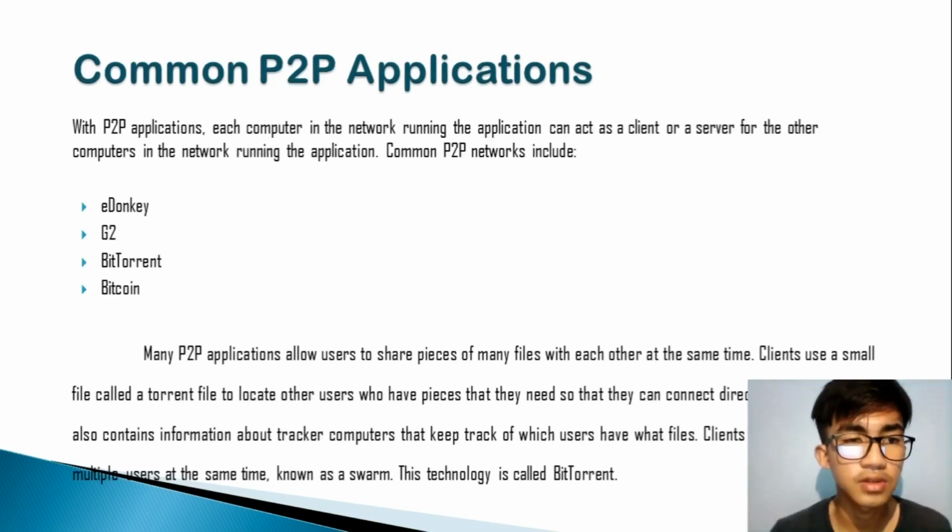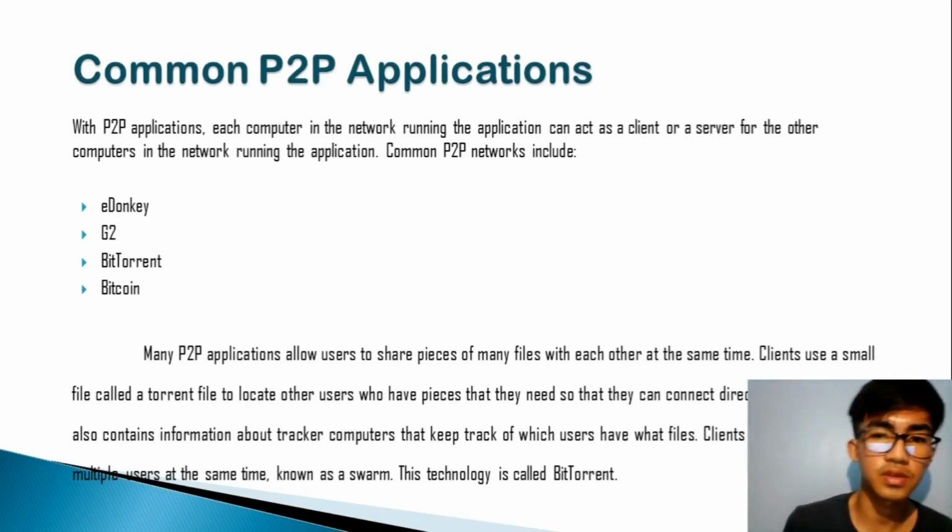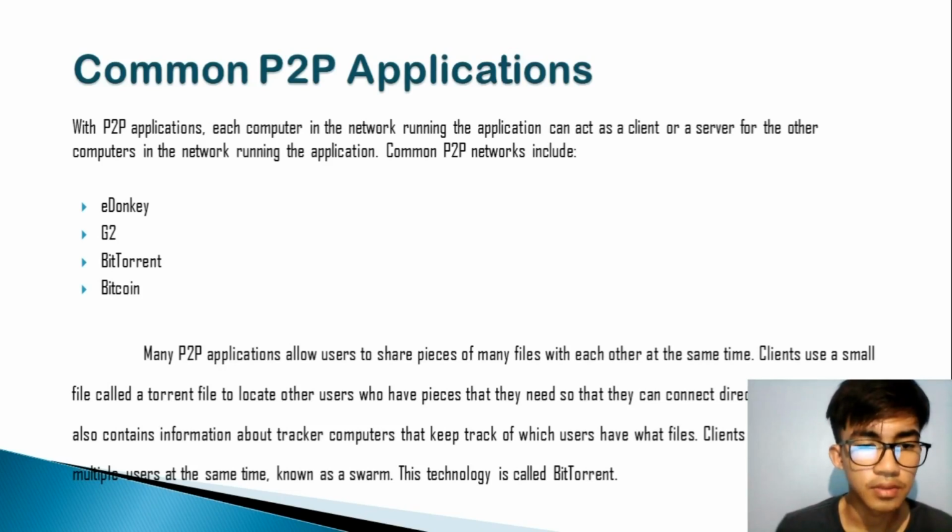Common P2P applications. With P2P applications, each computer in the network running the application can act as a client or a server for other computers in the network running the application. Common P2P networks include eDonkey, G2, BitTorrent, and Bitcoin. Many P2P applications allow users to share pieces of many files with each other at the same time.